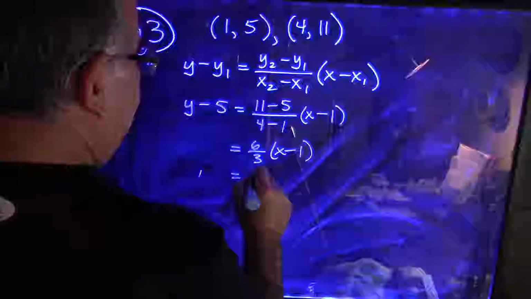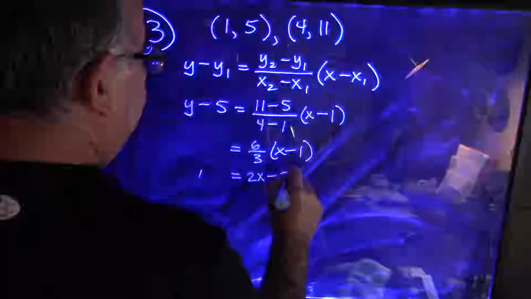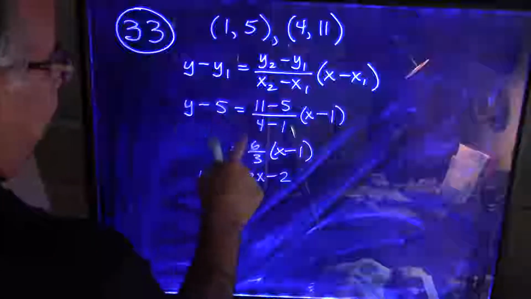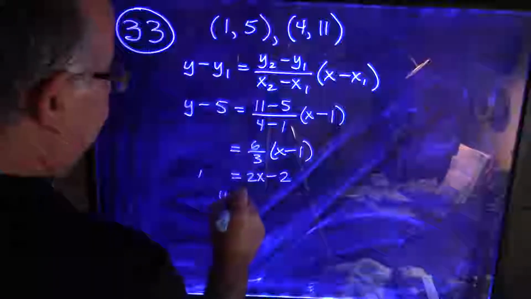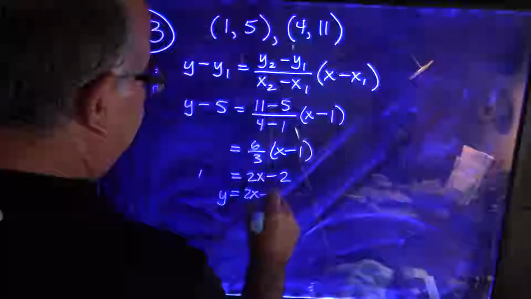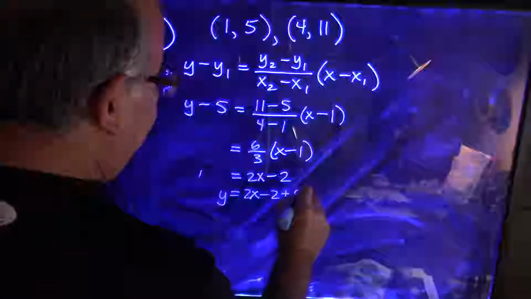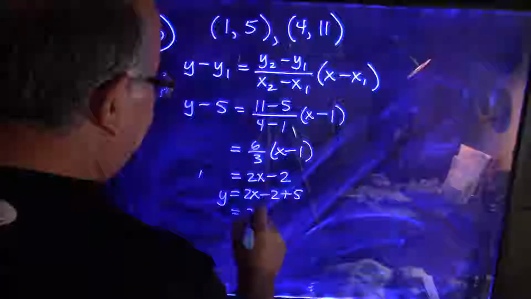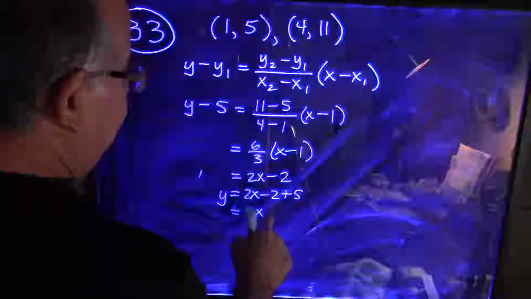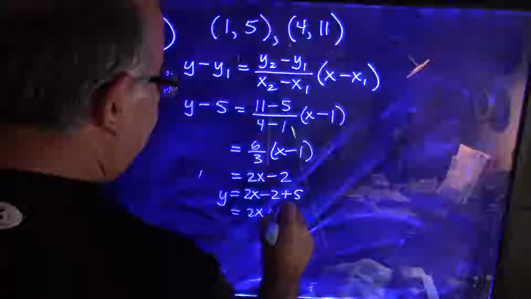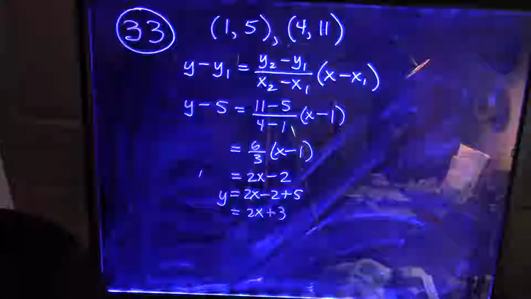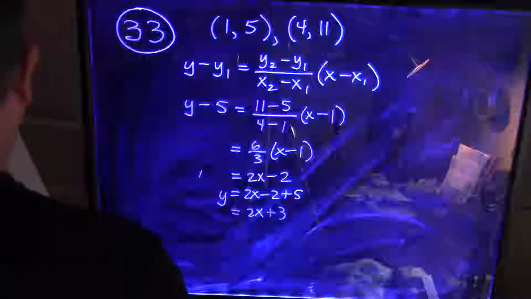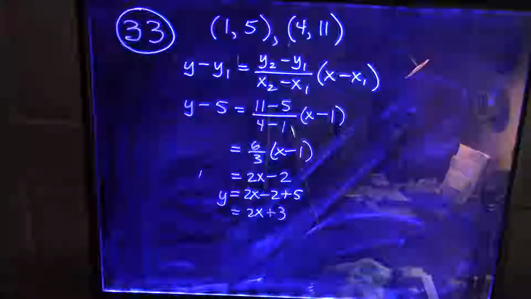Distribute, so you got 2x minus 2, and then add 5 to both sides, so you got y equals 2x minus 2 plus 5, and that's 2x, and then 5 minus 2 is 3, so 2x plus 3. Y equals 2x plus 3, or you can call that f of x if you wish.